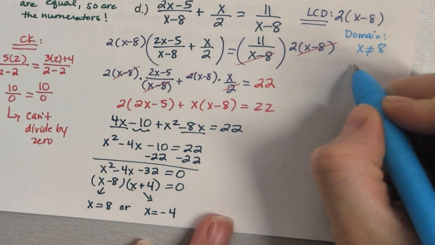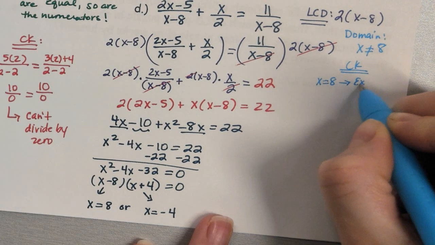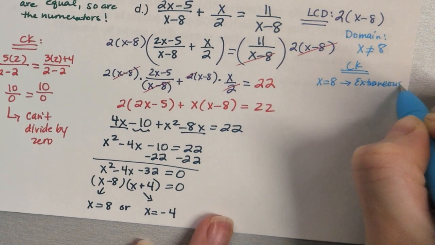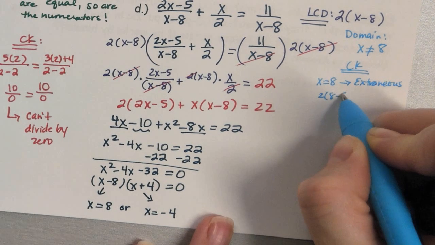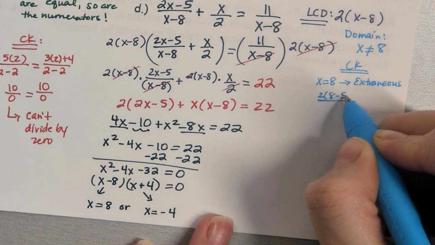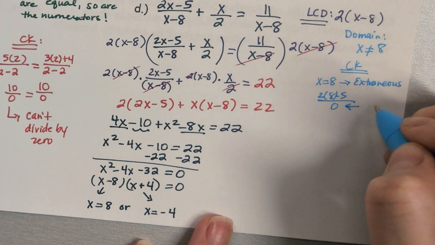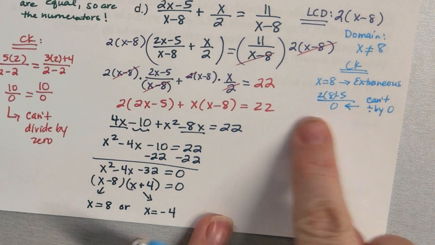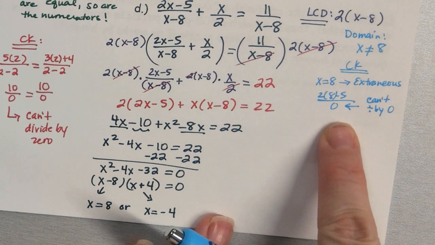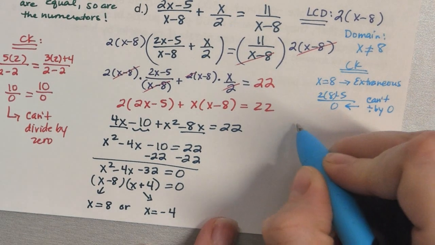Okay, so when you do your check for x equals 8, this is going to be extraneous. If you plug in 8, you would get 2 times 8 minus 5 over 0. Anytime you have this, you can't divide by 0. And I'm fine with you showing that plug-in and explaining why that's a problem. So this is extraneous. Okay, let's see if negative 4 works.